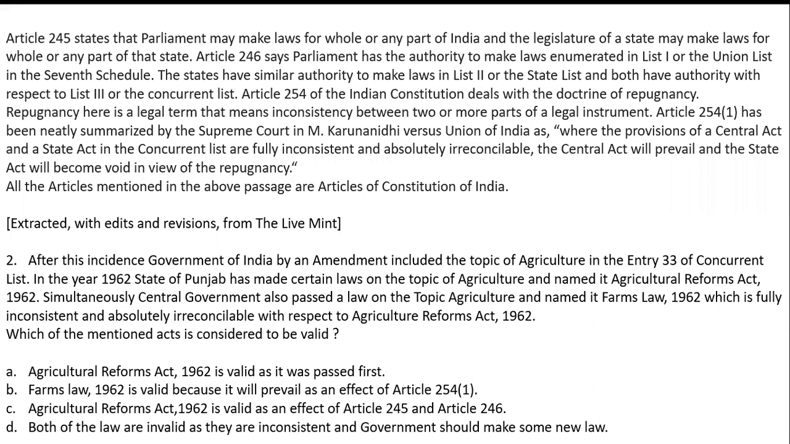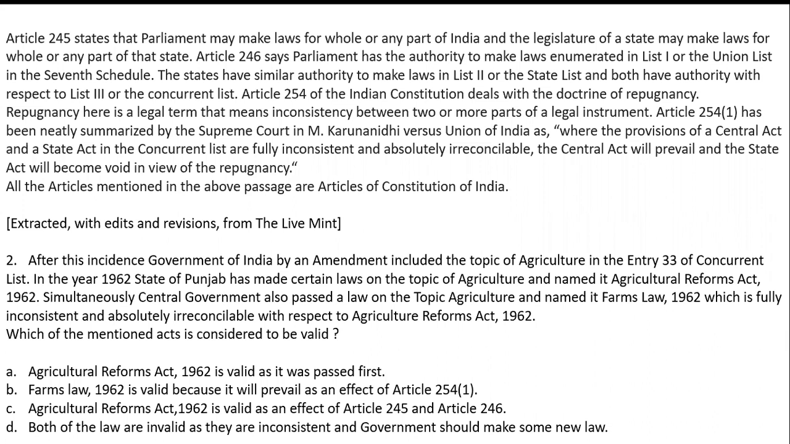And suppose they both have made law and the laws are fully inconsistent and absolutely irreconcilable, then what's going to happen as per the passage is that the central act will prevail and the state act will become void in view of the repugnancy. Okay, so this answer seems to be correct because the Farms Law 1962 is valid because it will prevail as an effect of Article 254.1. It suggests the same thing which is mentioned in the passage.